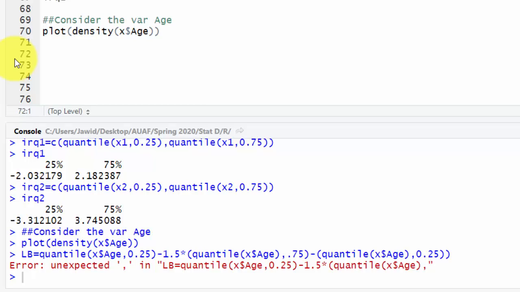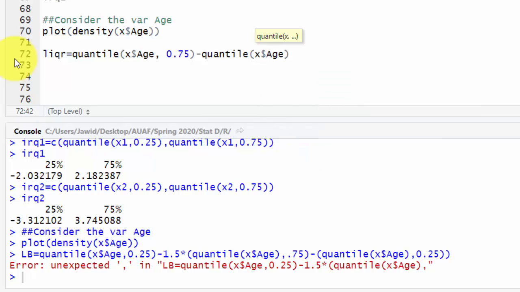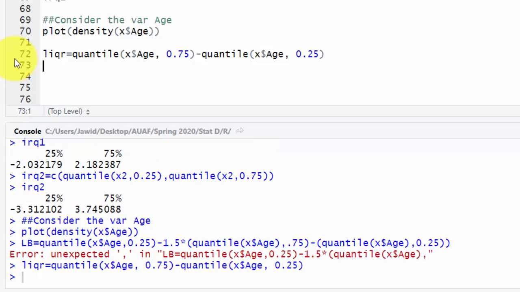In order to construct the interval around the interquartile range of the variable h that does not contain the outlying values, first let's find the length of the interquartile range. That is nothing but quantile xh 0.75 minus quantile xh 0.25. This is the length of the interval, the interquartile range.